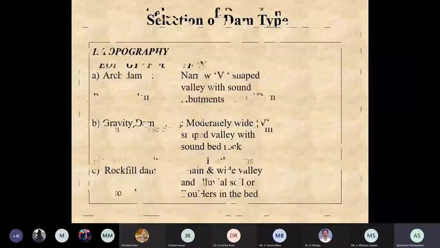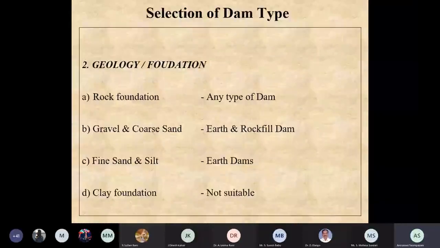Then geological and foundation conditions also will decide my type of dam. On a rock foundation, any type of dam we can provide, but gravel and similar foundations mean only earth and rockfill dams, because that is a flexible type. Fine sand and dense material means then an earth dam needs to be there. Clay foundation is not suitable. If clay material is found, just abandon that location. It is not possible to provide any dam there.